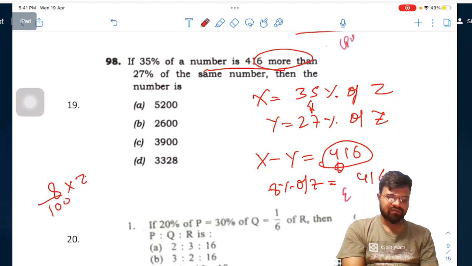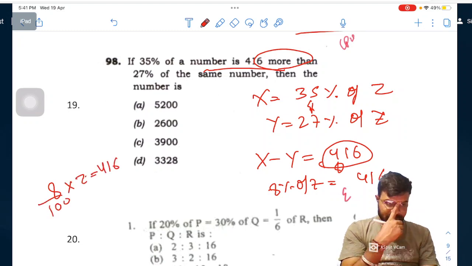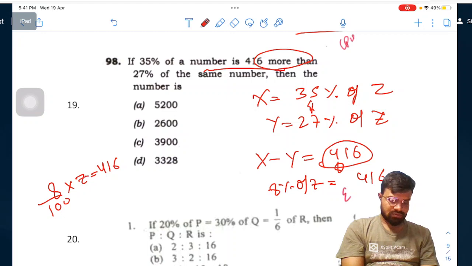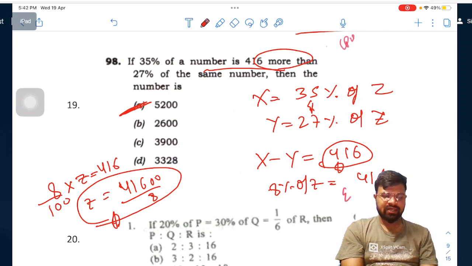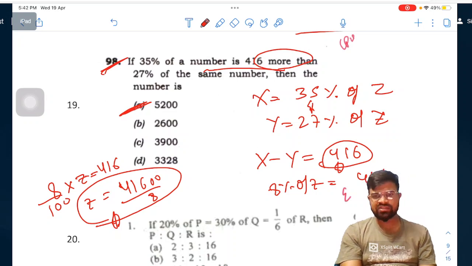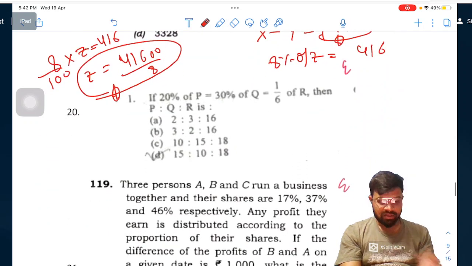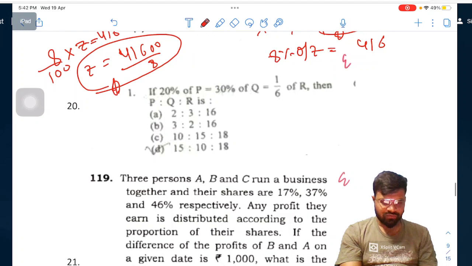8 by 100 of z is equal to 416. Then z is nothing but 41600 divided by 8. This you can do by simple math. Like, if you can assume, 8 5s are 40, and it is around 41. There is no other option that is similar. So this is how you can avoid calculations also if you want to. Sometimes you can avoid calculations if you want to.